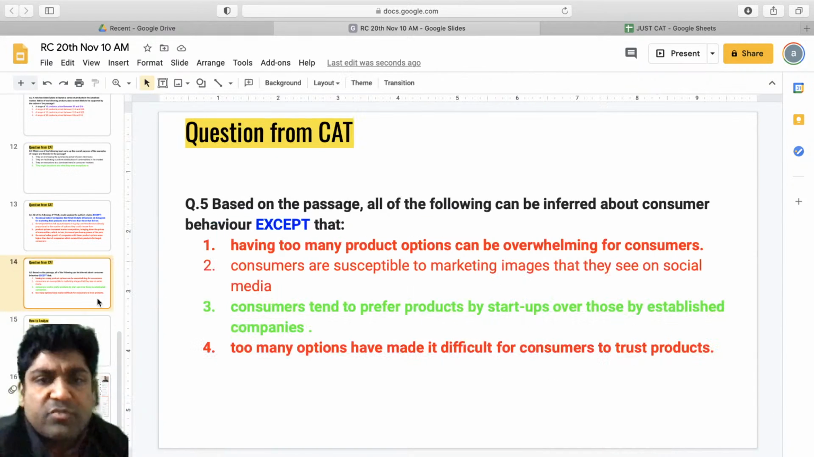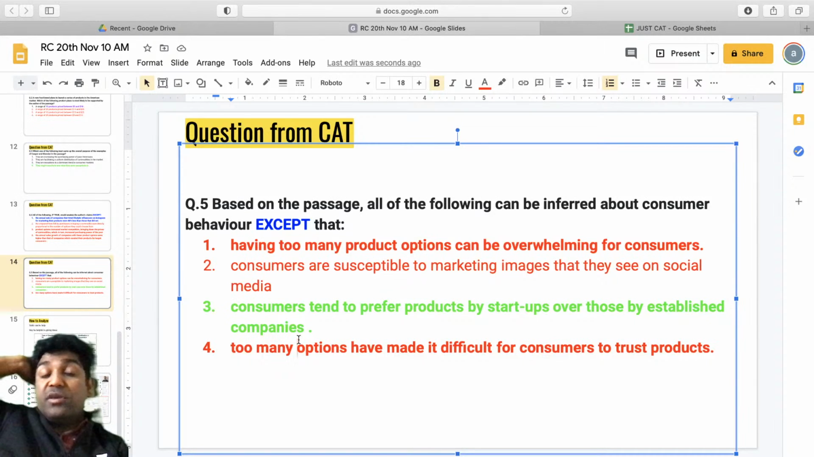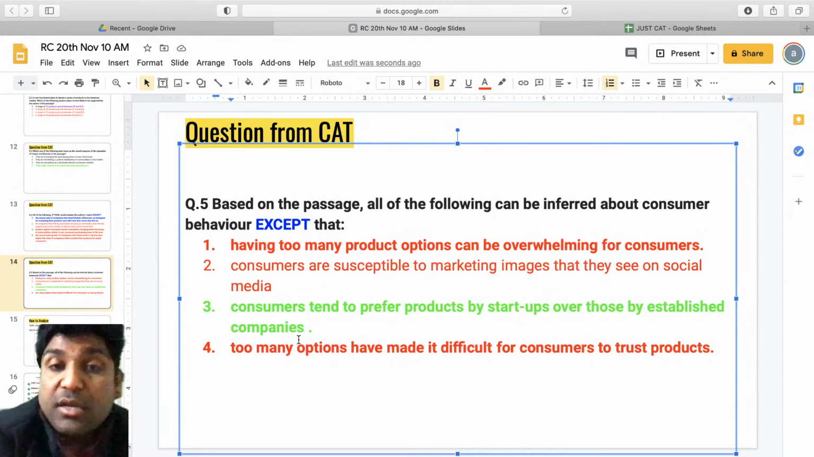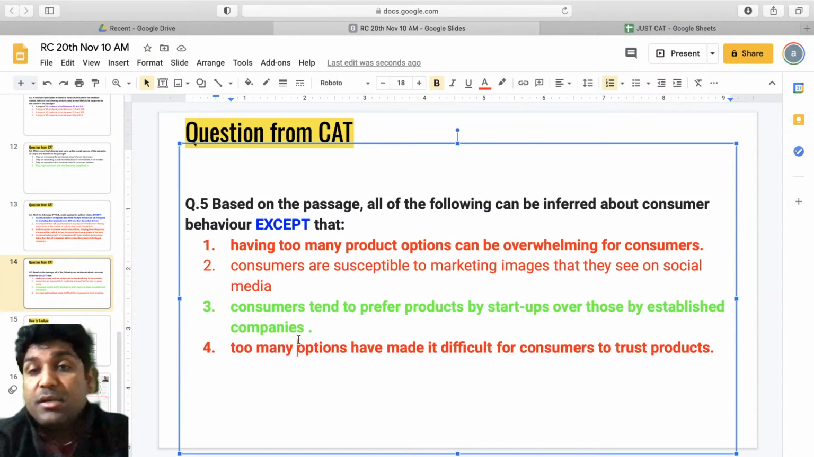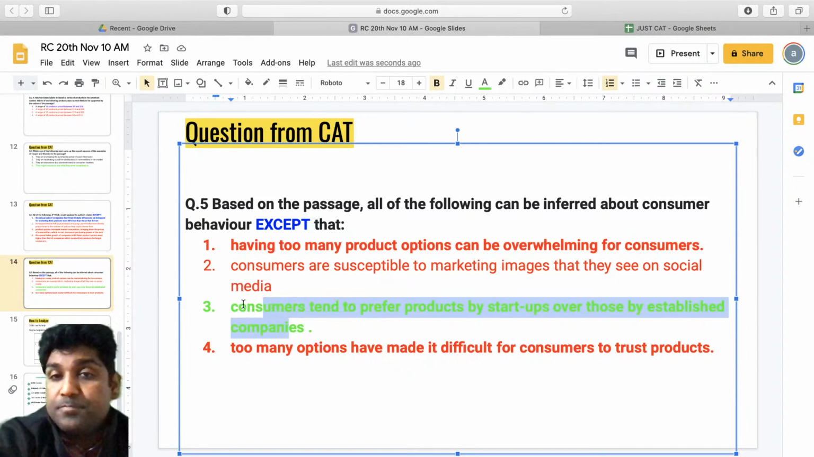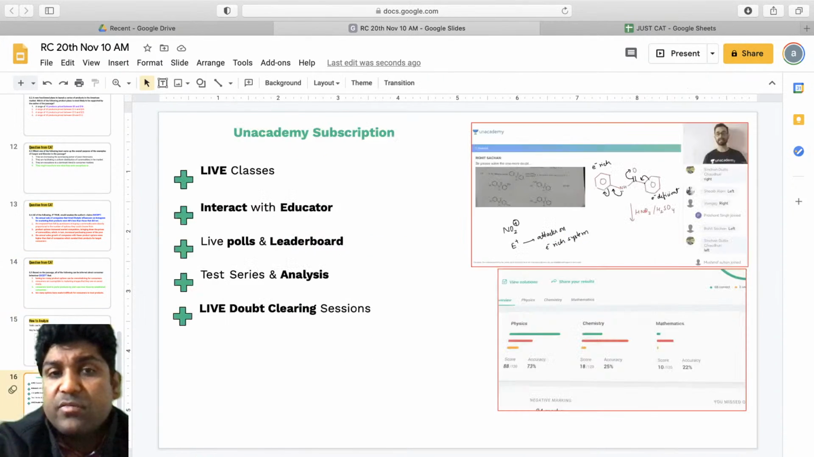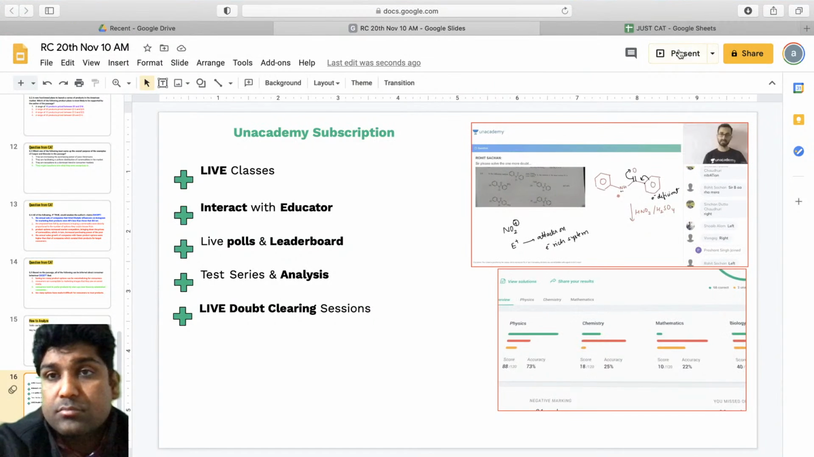So I think this question was a little difficult also. I believe that inference may be something which... So this question was also difficult to form, and then these ideas were also slightly difficult to say that customer. But 3 was something which was never mentioned: consumers tend to prefer products by startups over those by established companies. This was never mentioned. So I think one could have answered this question.